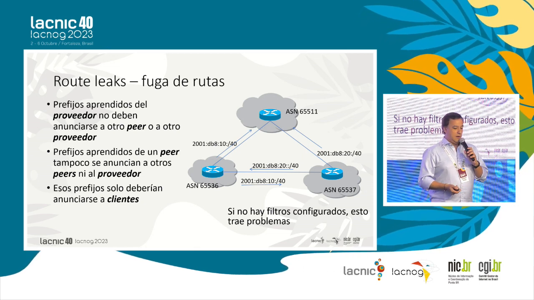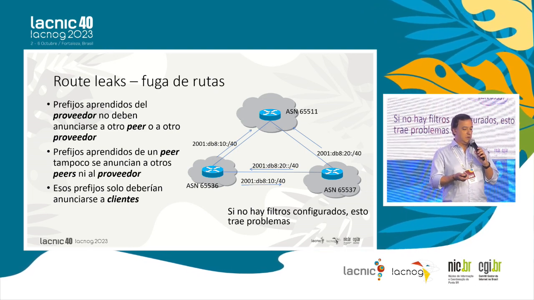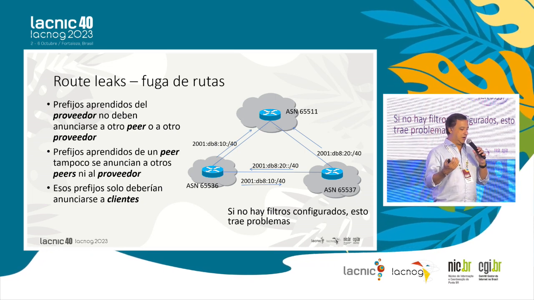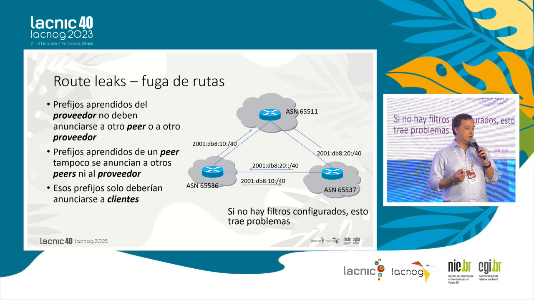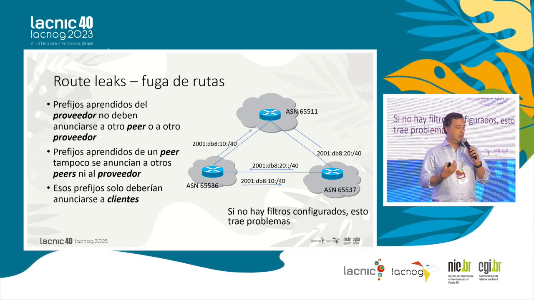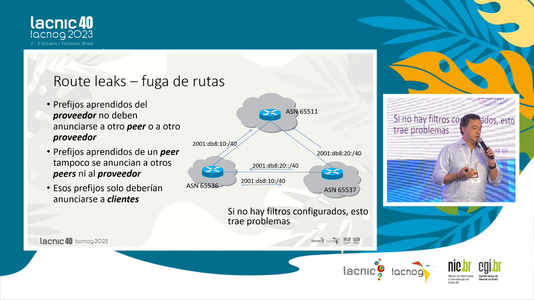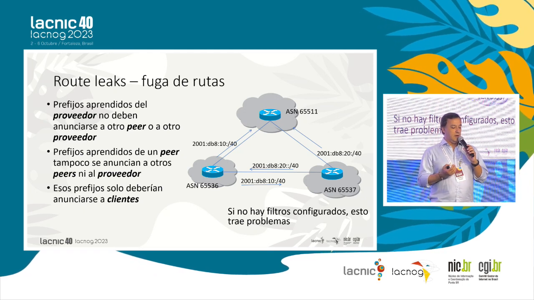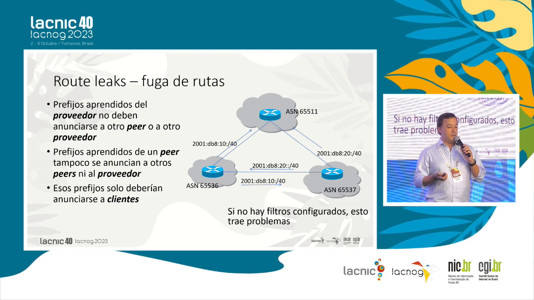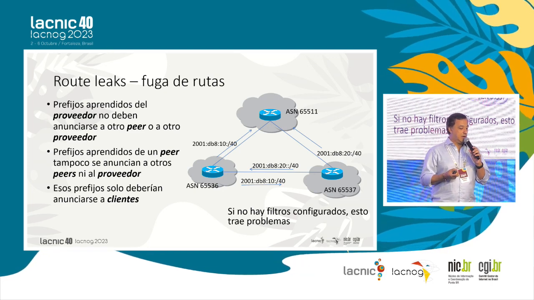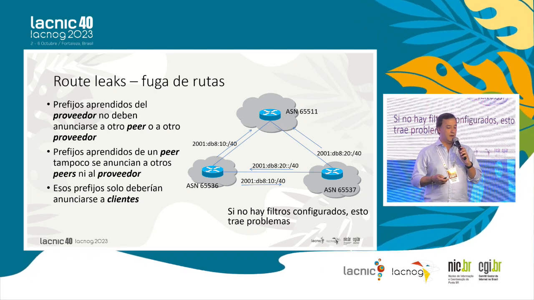So in this example, for instance, 65536 and 65537 have a peering, and each of them announces their own prefix to the internet. 65536 announces 2001:db8:10::/40, and 65537 announces 2001:db8:20::/40. So that's okay. And in turn, they announce those two prefixes.